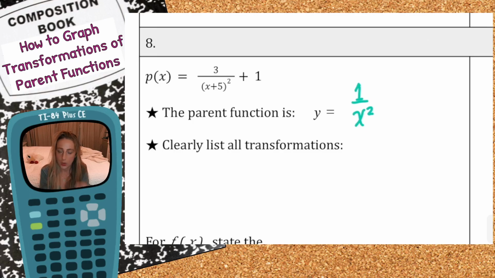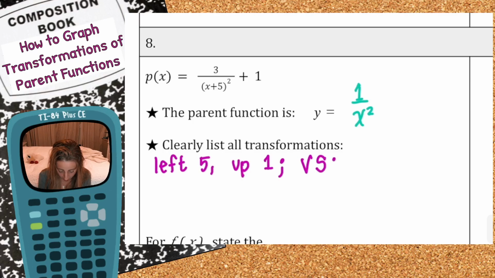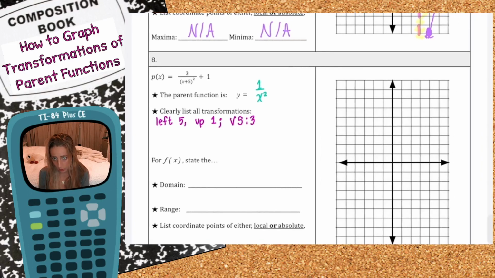Okay, so we have 1 over x squared, and then, okay, clearly list all transformations. So what are they? Well, we're going to the left 5, and we're going up 1. Then we have a vertical stretch. That's your a value in the numerator, right? We have a vertical stretch of 3. Okay? So these are my transformations. So I'm going to take that little volcano guy and get everything over there.